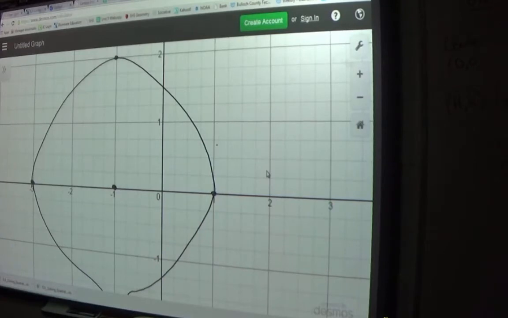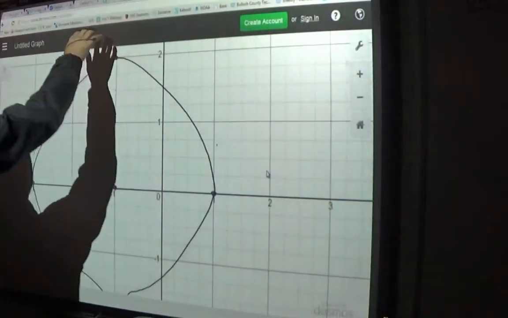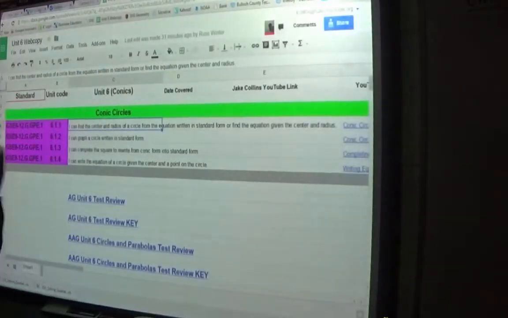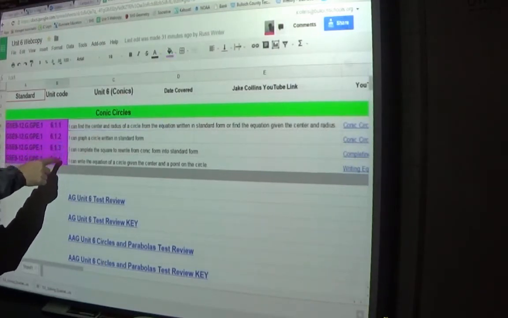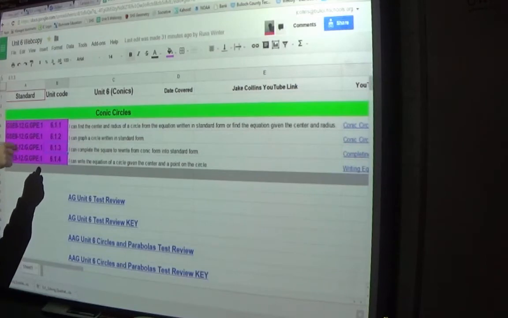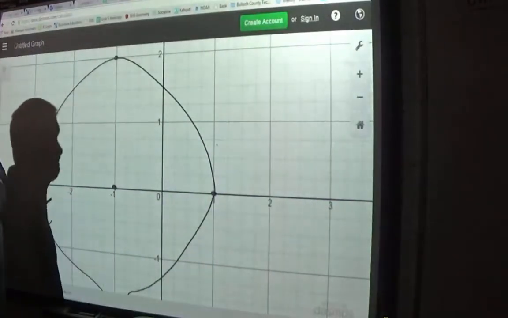Looks like I'm going to get about half done today and about half done tomorrow, which is fine. On the learning targets: I can graph a circle written in standard form. I can complete the square. I'm not going to get a chance to talk about 3 and 4 today, so I'll talk about 3 and 4 tomorrow. No big deal.